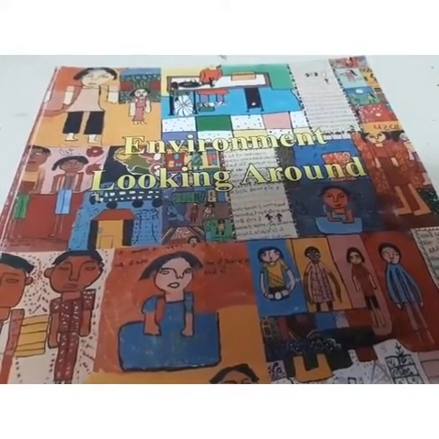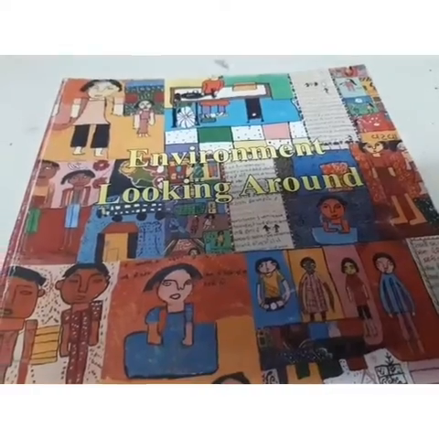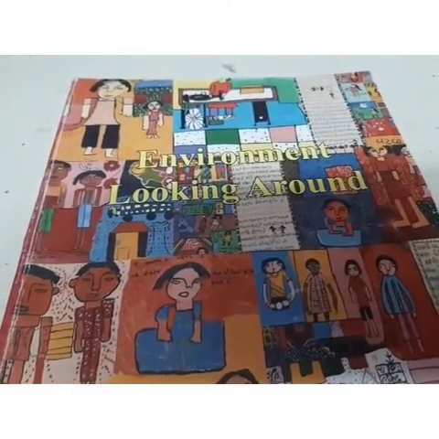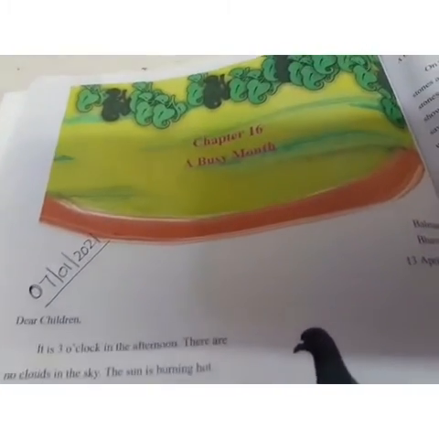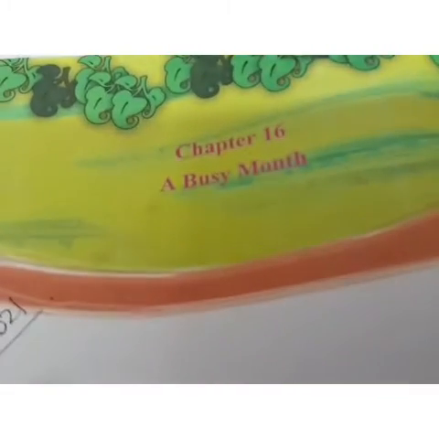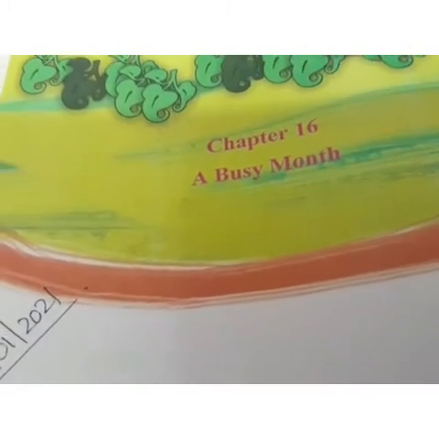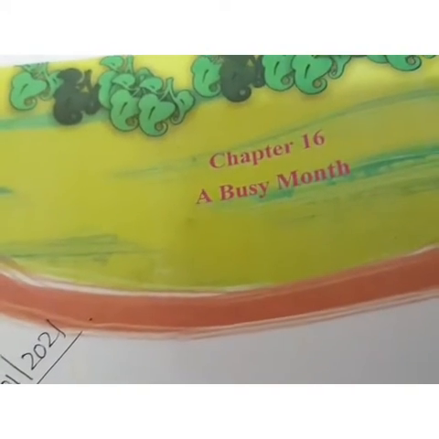Today, in the environment looking around, that is your EVS, we are going to start a new lesson. That is your lesson number 16, and the name of the lesson is A Busy Month. Lesson number 16, A Busy Month.